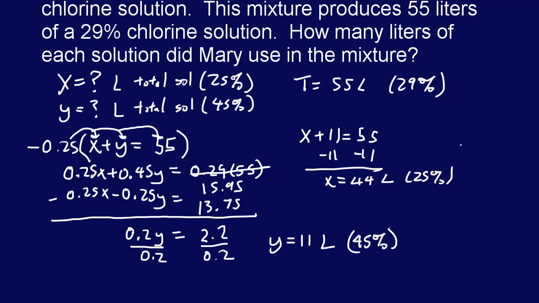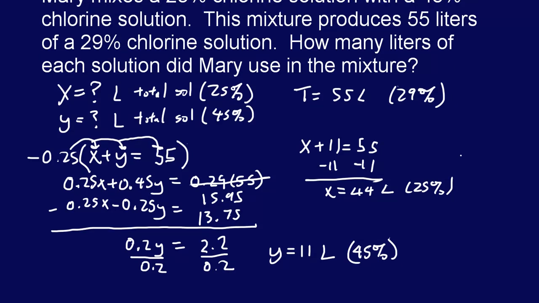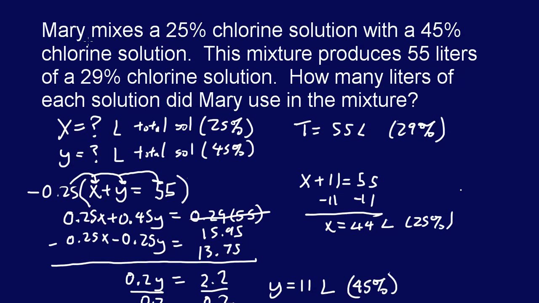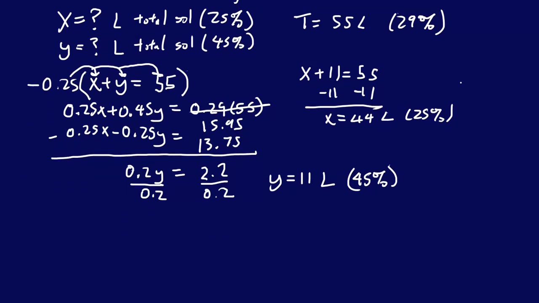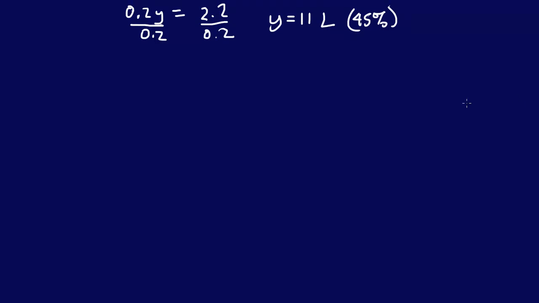So let me try to explain this in a little bit more detail. We'll just start on the first sentence. Mary mixes 25% chlorine solution. So let's just create an equation for that. We'll say R sub 1 is equal to 0.25 liters, and it's liters of pure chlorine.